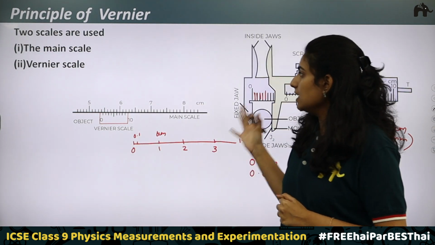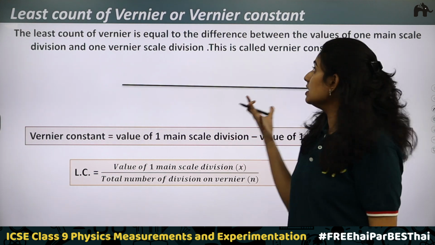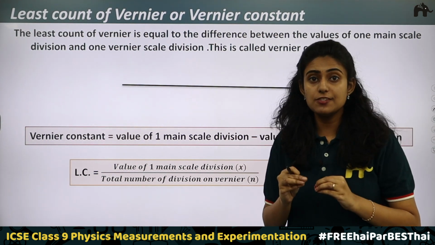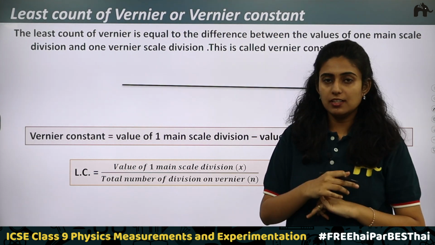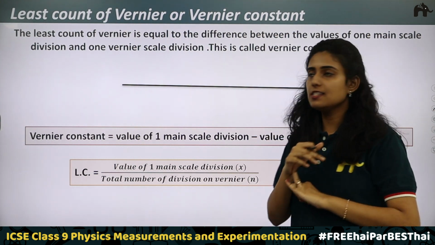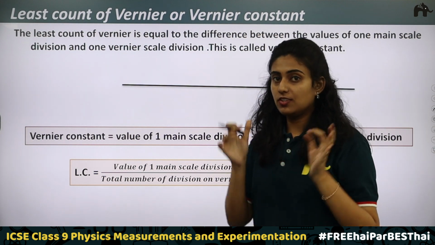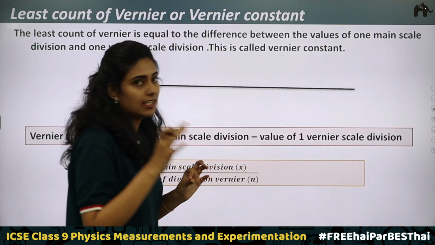Clear? We will be discussing in detail the least count of a vernier, which is also called the vernier constant. When you are using vernier calipers or a screw gauge, you need to find the least count first. So, how do we find the least count? We said least count is the smallest value that can be measured.